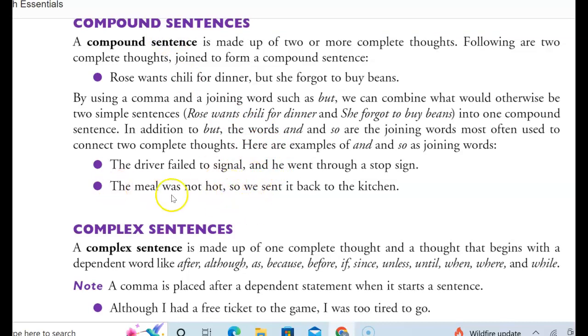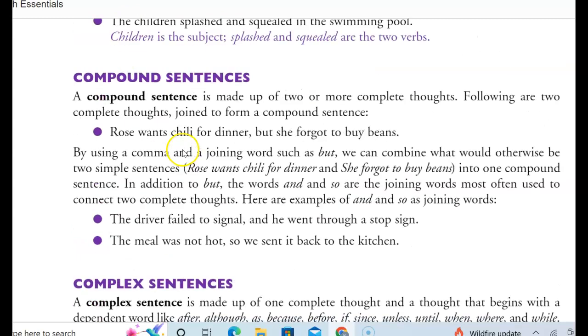So the meal was not hot. The meal is the subject, was is the verb. So the meal was not hot. If we put a period here, is it a complete thought? Yes. Subject, verb, complete thought. And then over here, we sent it back to the kitchen. We is the subject. Sent is the verb. We sent it back to the kitchen. Does it make sense? Can it stand alone? Can it be independent? It can. So we have an independent clause, sentence, sentence, and we're joining them together here. That's why it's compound.